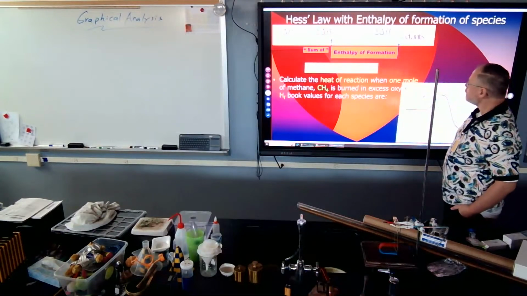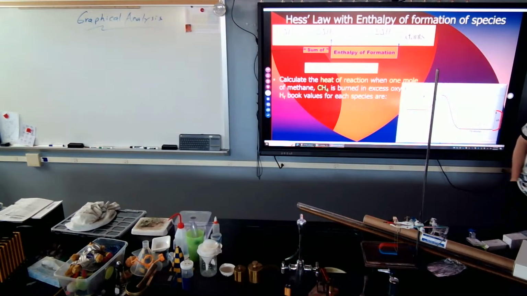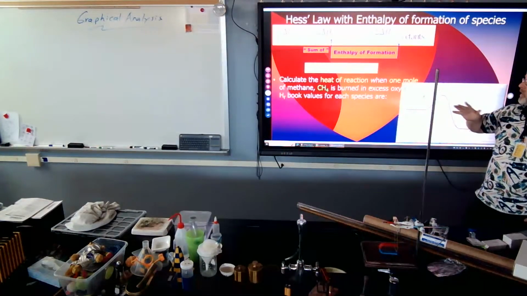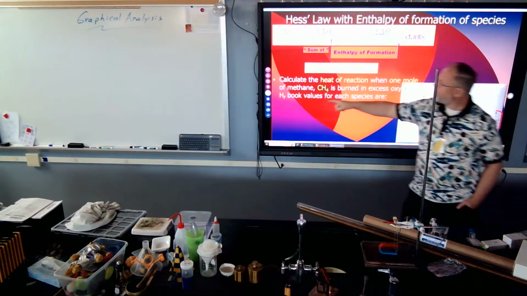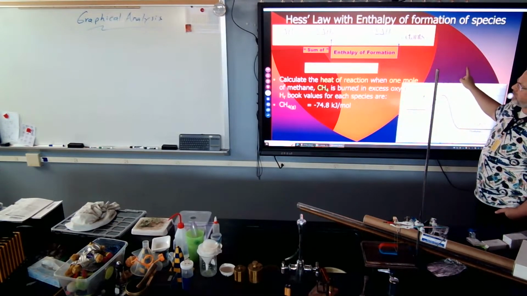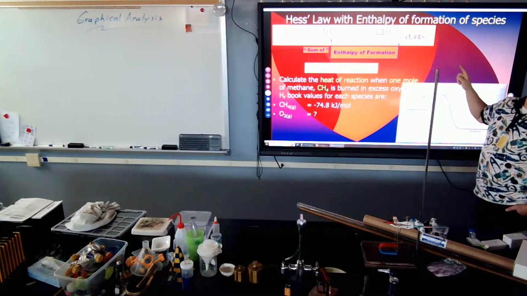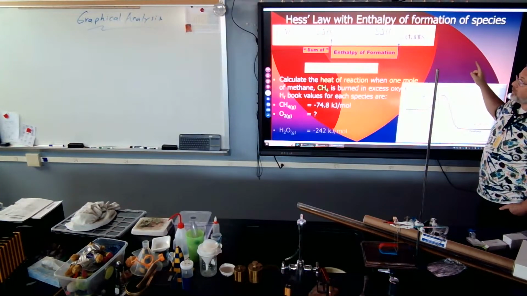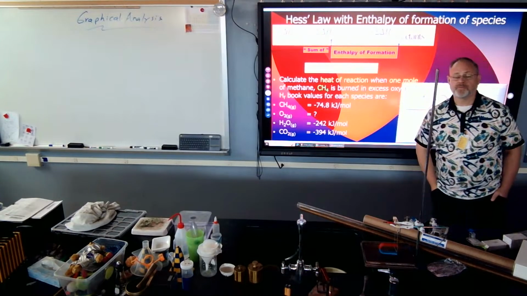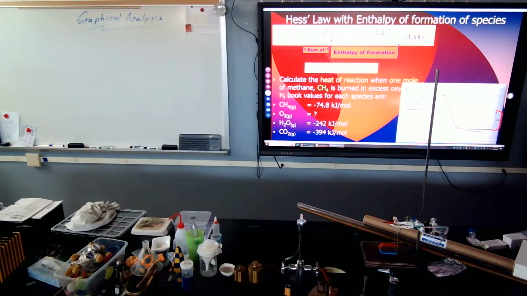Okay, so we're going to calculate the heat of reaction when 1 mole of methane, CH4, is burned in excess oxygen, as much oxygen as we need. The F is the formation enthalpy, the enthalpy of formation values of these things. There's methane. Oxygen is 0. There's water, and there's carbon dioxide. So, see if you can apply Hess's law right there and determine what the enthalpy of reaction is. I'll be a few minutes behind you. Go for it.